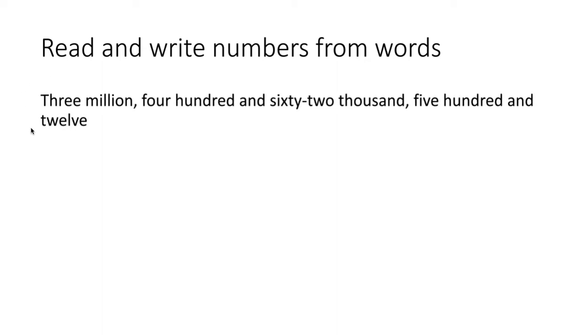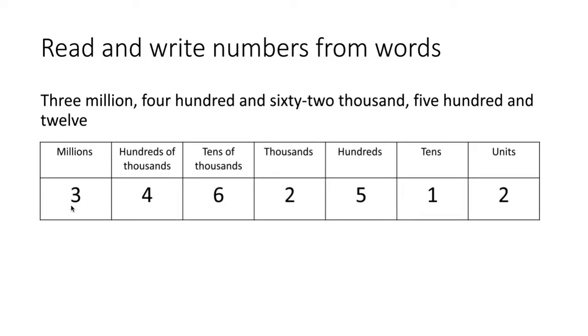So on to today's work. Today we're reading and writing numbers from the words. So it's the flip side, it's the other way round. We're going to start with the number written in words, 3,462,512. We're going to be putting it into a place value chart to show the 3,000,000, the 462,512, and from that we'll be able to write the number 3,462,512. So let's work a few out together.